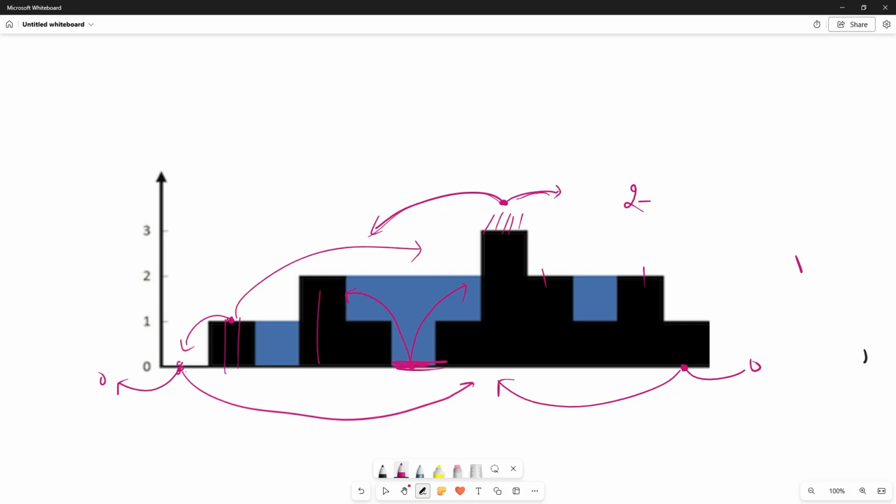minus the height of the bar we are standing on, that is 0, multiply the width of the bar we are standing on, will give us 2 units of water. So this is 2 units of water. Similarly, for each index, we will be able to collect it. Okay, so let's code this solution.